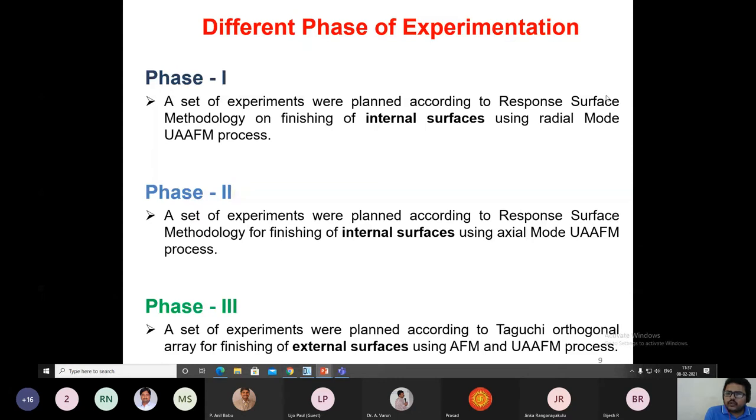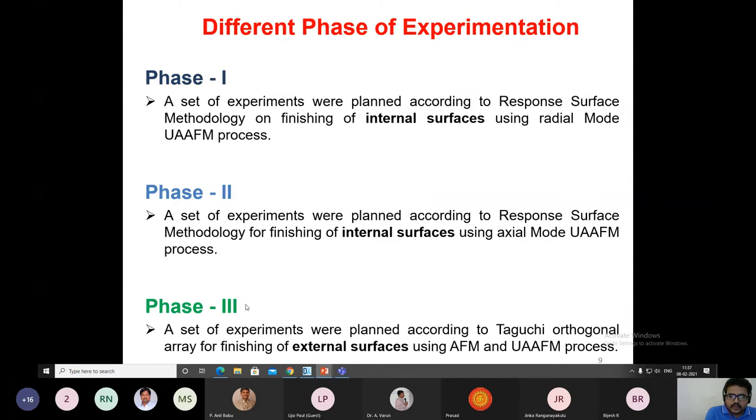You will get to know in detail about RSM in that RSM session, but I'm telling how I utilize DOE in my experimentation. In phase two, a set of experiments were planned, again according to RSM, using axial mode UFM. So there is a certain change in the process here. So radial mode UFM and axial mode UFM, both for internal surfaces using RSM technology.